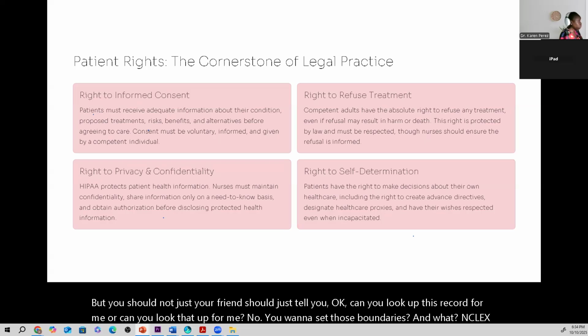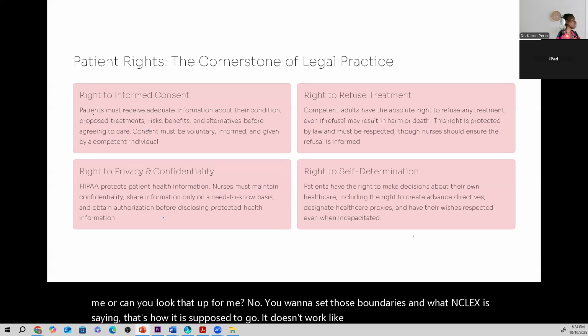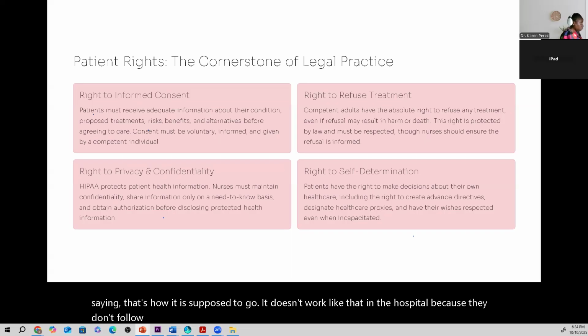NCLEX is saying that's how it is supposed to go. It doesn't work like that in the hospital because they don't follow the rule, but that's how it is supposed to go. All right.